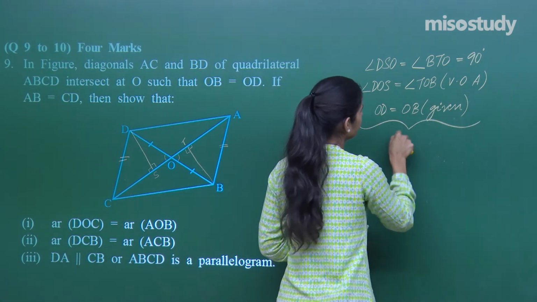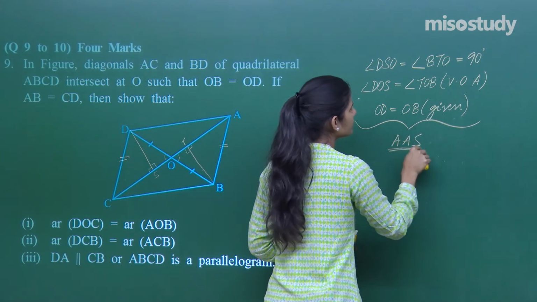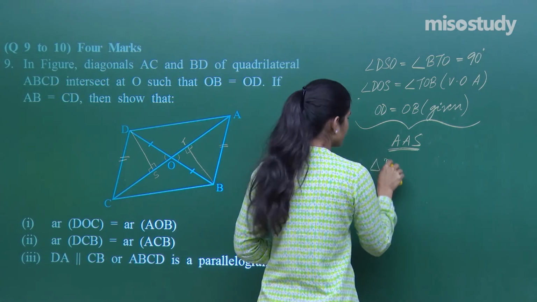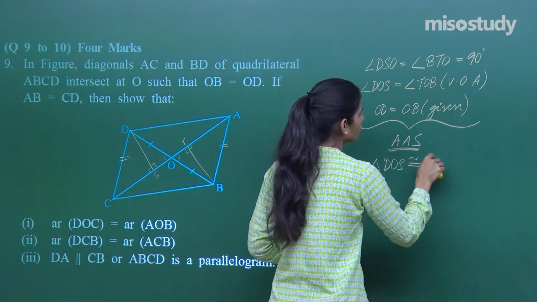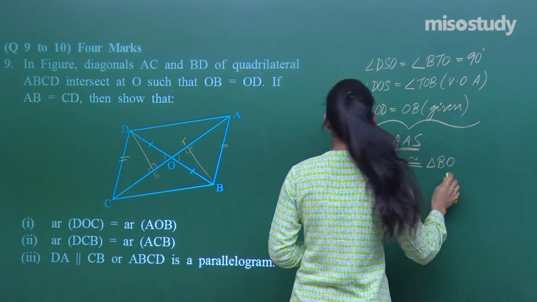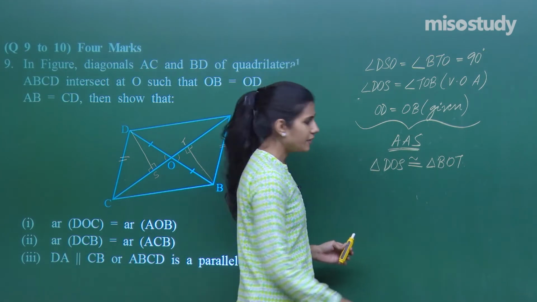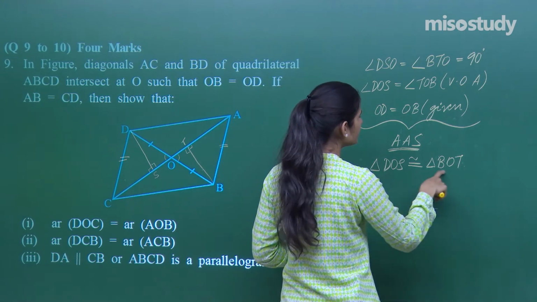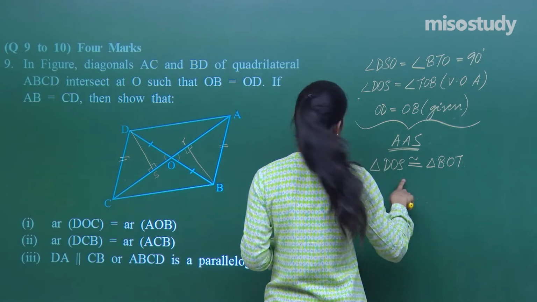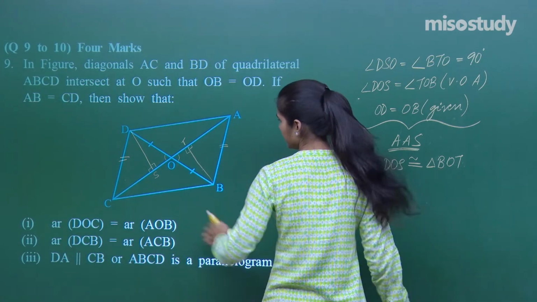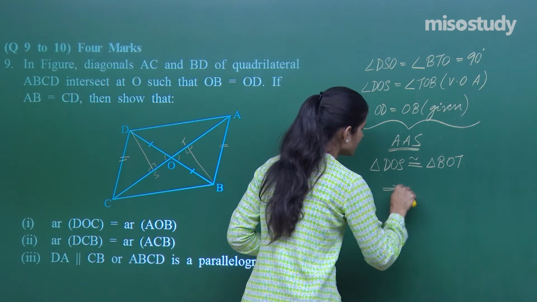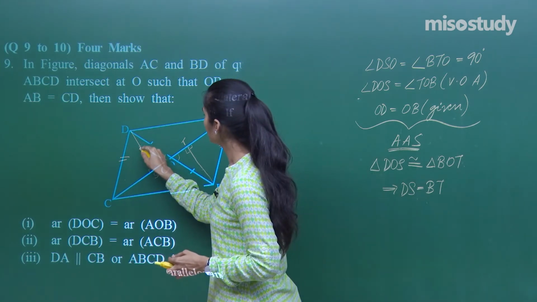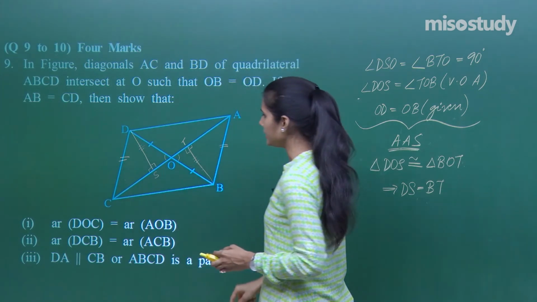So therefore by angle side congruence rule, I get triangle DOS is congruent to triangle BOT. The moment two triangles are congruent, their corresponding parts are equal. So I will be having DO is same as BO, which is given to me. OS is same as OT, which is okay. DS is same as BT is what I actually am interested in. So this implies DS is same as BT.